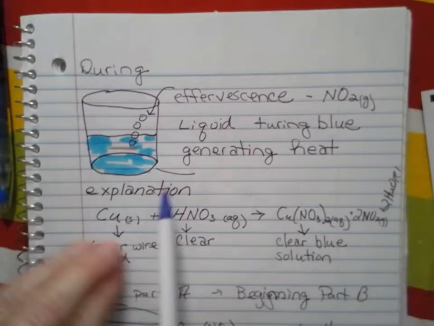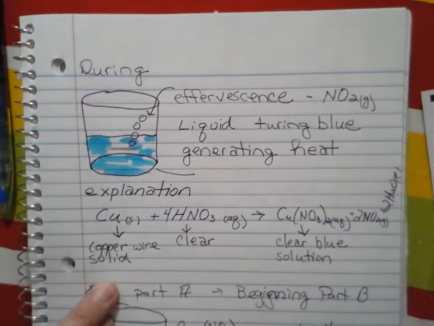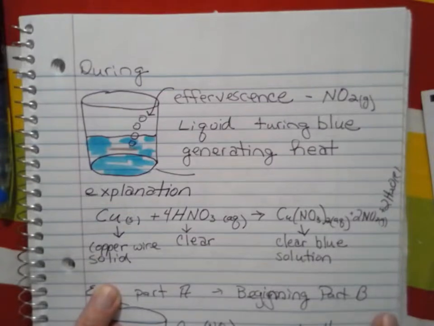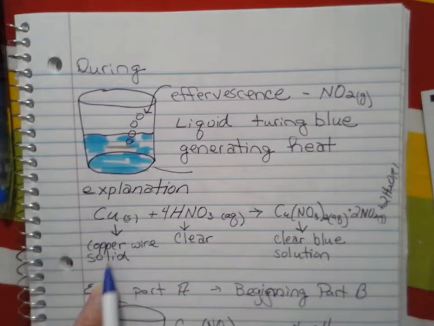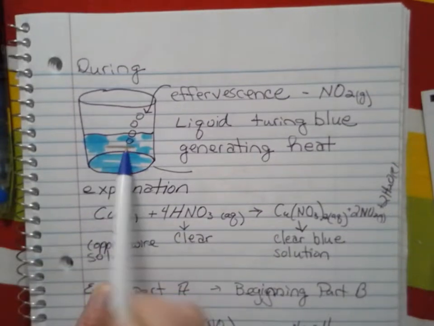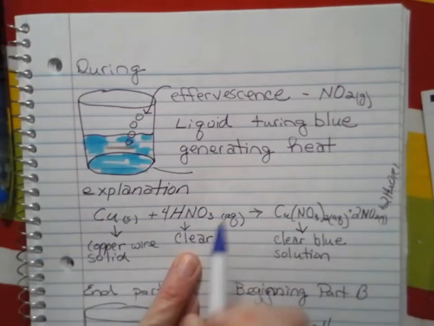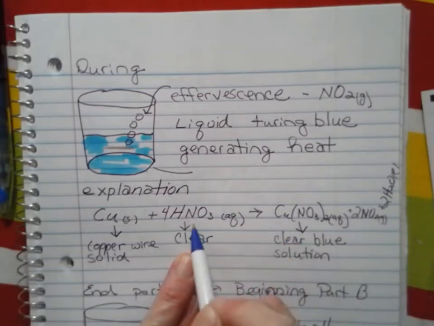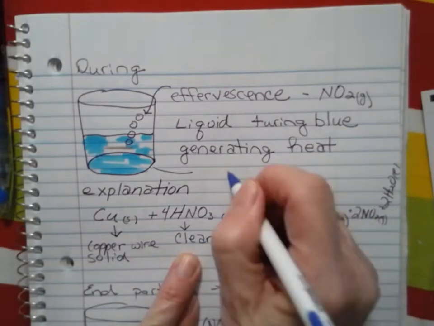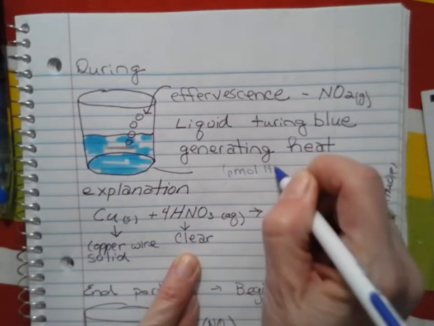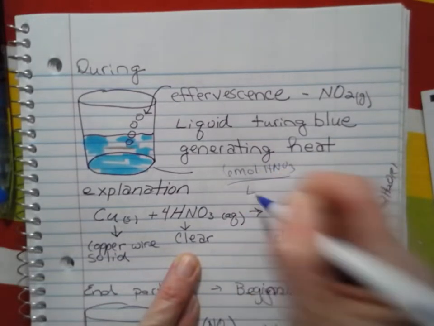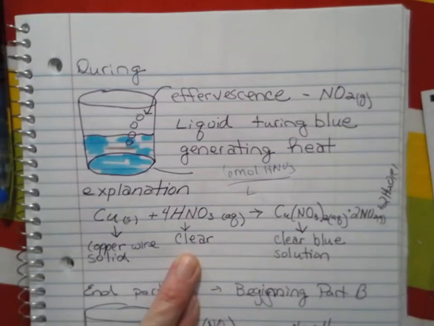All right. And so an explanation of what happened, that's just going back to the equation. All right? I had solid copper. There's my solid copper wire. I had 6 molar nitric acid, and you know that means that you have 6 moles of nitric acid per liter of solution. That's what that means.